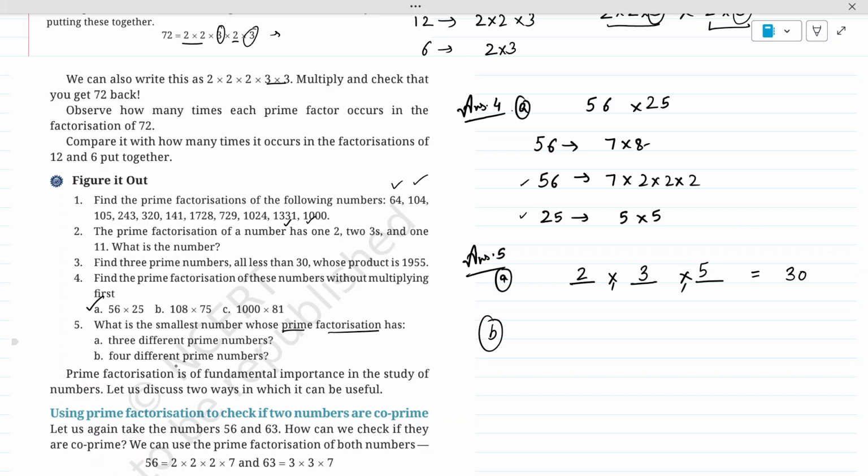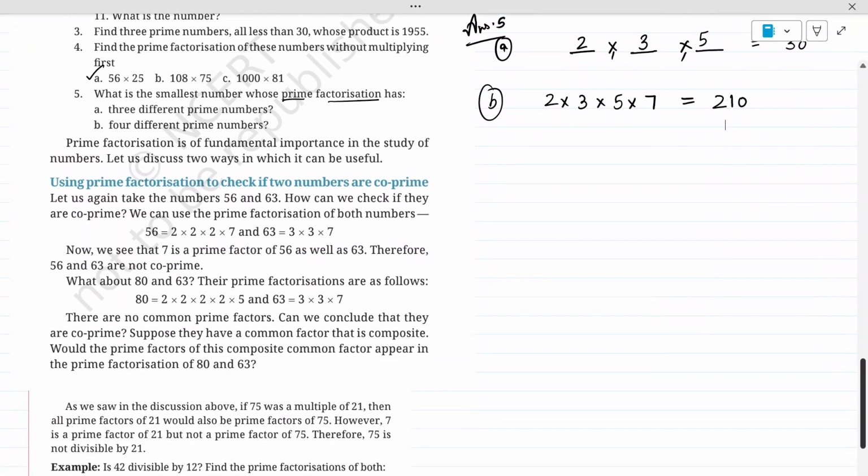Okay, and now in the next part we have to find for four numbers. So this is easy. Again, 2 into 3 into 5, and now the next number we will take here is 7. So we multiply these, and this multiplication will give us 210. Okay, so this is also done.